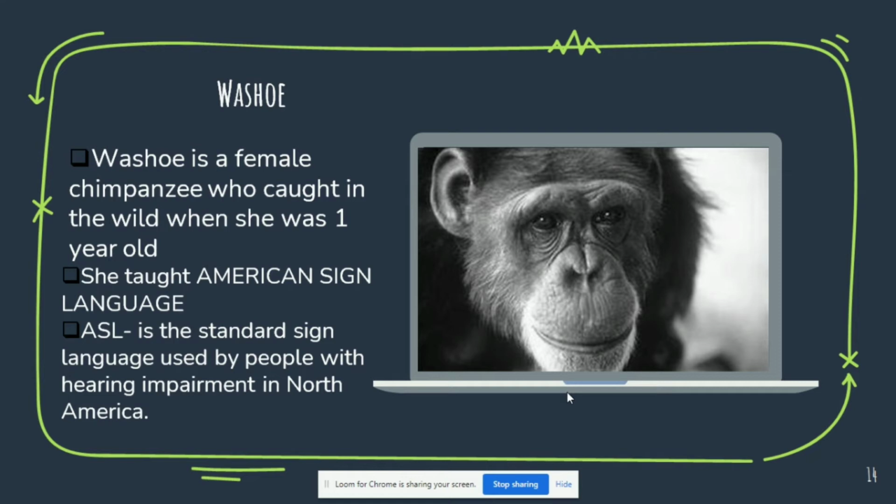She was taught American Sign Language, a standard sign language used by people with hearing impairment in North America. Just like spoken language, it has words and context. So Washoe could produce about 85 signs and comprehend more. A few years later, her vocabulary had increased to approximately 150 to 200 signs. These signs came from many syntactic categories including nouns, verbs, adjectives, negatives, and pronouns.